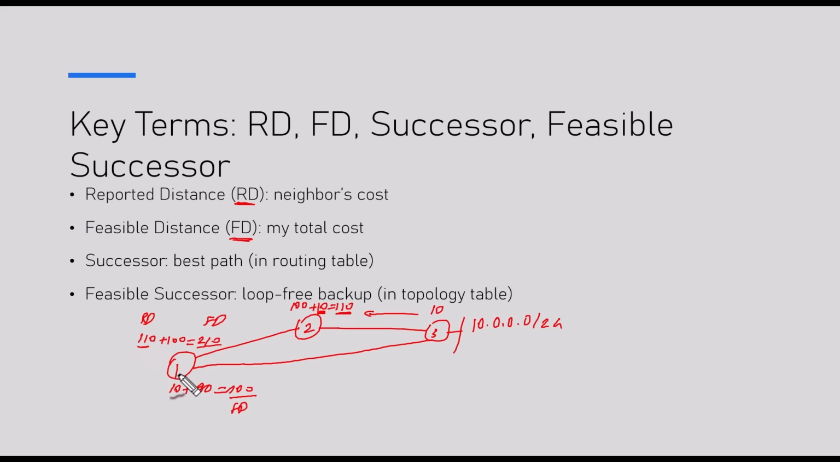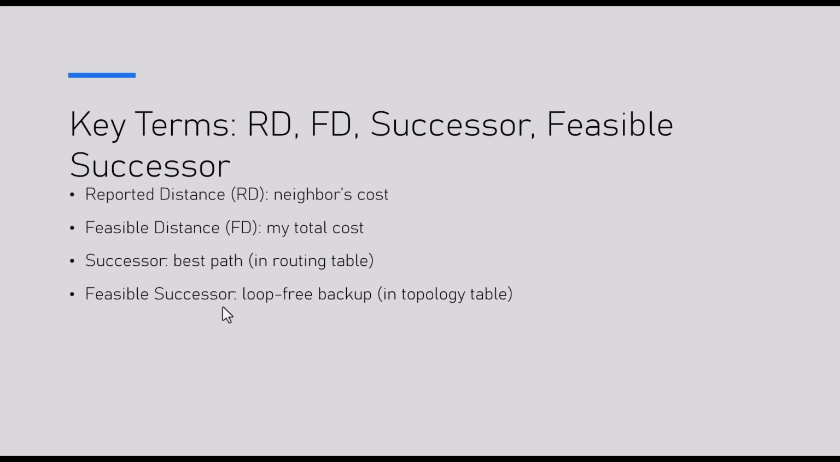This means that router 1 is going to say, okay, this feasible distance is more than this reported distance, which means that this is going to loop back to me. Why? Because I'm just going to report it to here, and router 2 is going to prefer this path. It's going to use me towards the destination. So the feasibility is when we have this kind of a configuration.